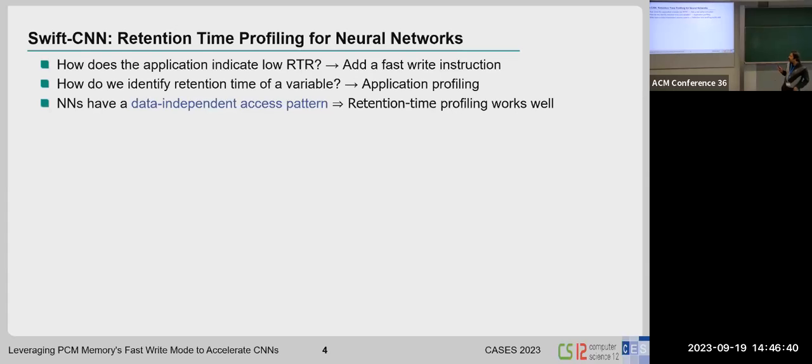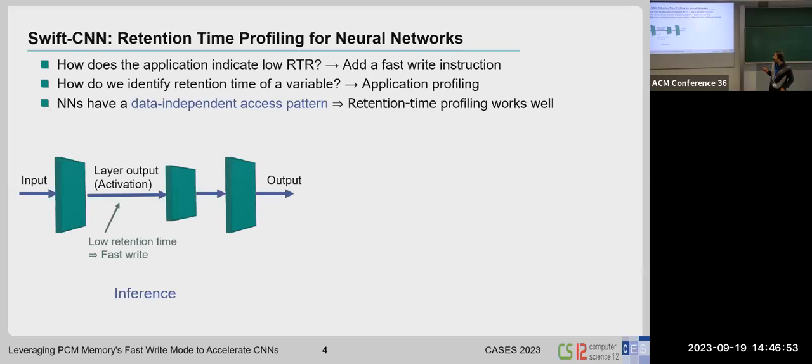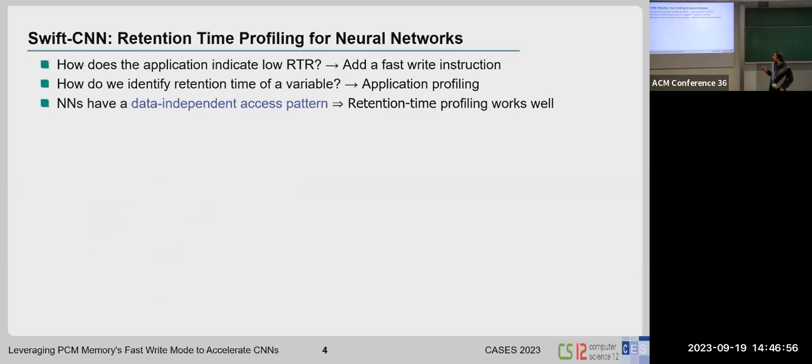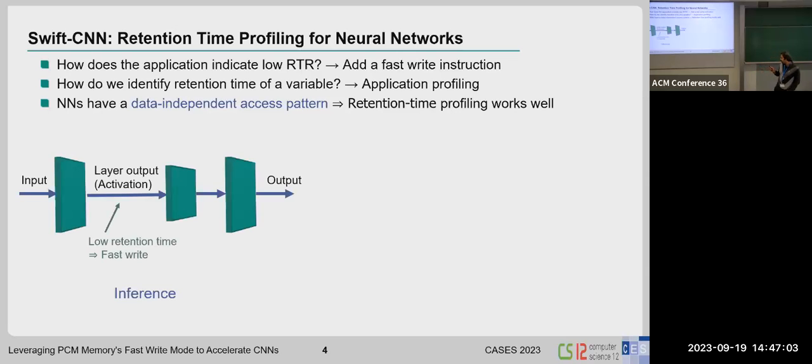Just as a case study, if you look at neural networks, they have a data independent access pattern. A CNN takes multiple images, whatever happens, but the access pattern is data independent, and therefore design time profiling of the retention time could work quite well. For example, in inference, each layer generates an output which is consumed by the next layer. So intermediate outputs have a low retention time requirement, which can potentially use fast write.